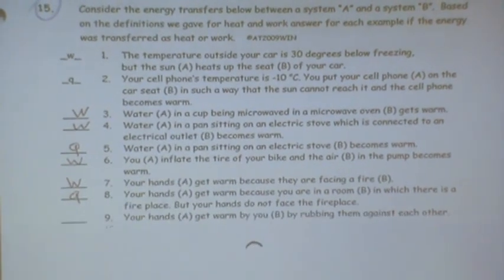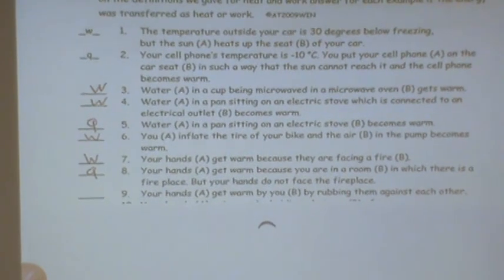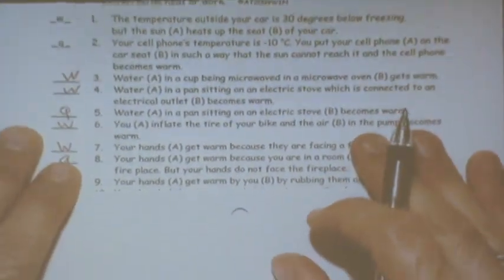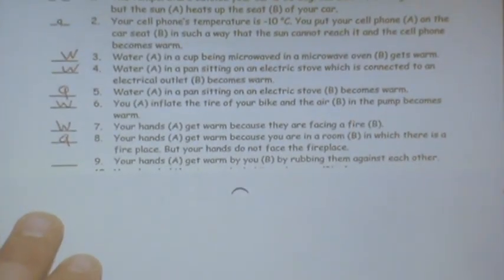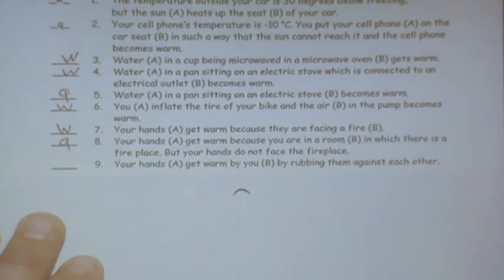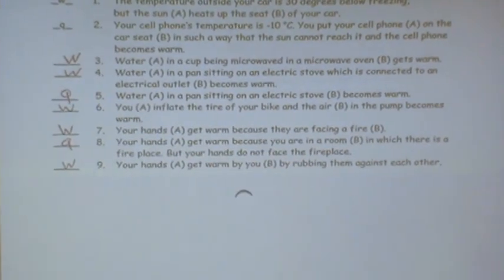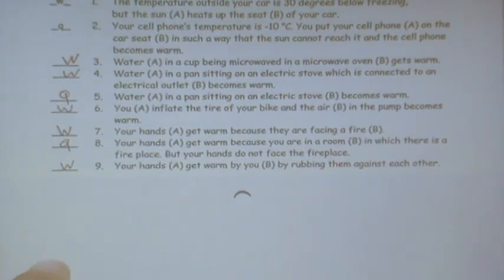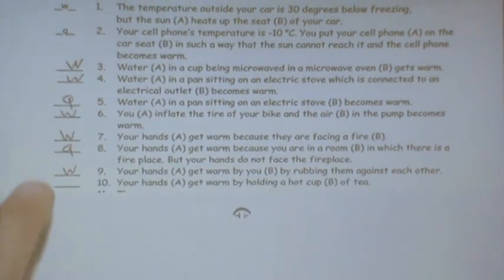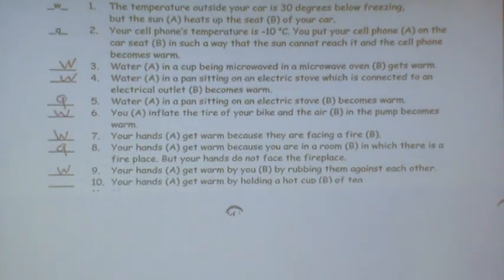How about 9? What is 9? 9 is work. Friction, right? Because of friction. How about 10? Okay, that's pretty easy.